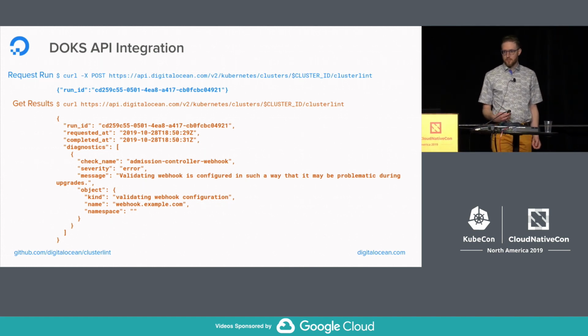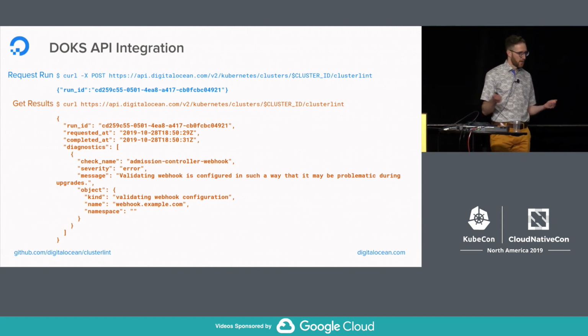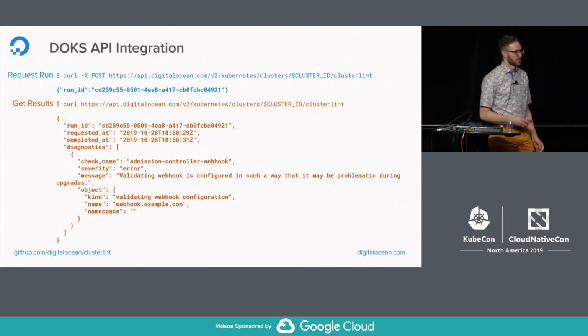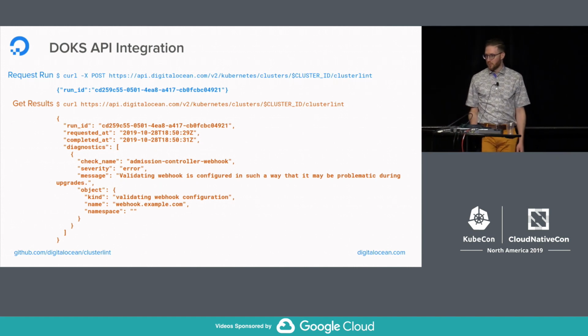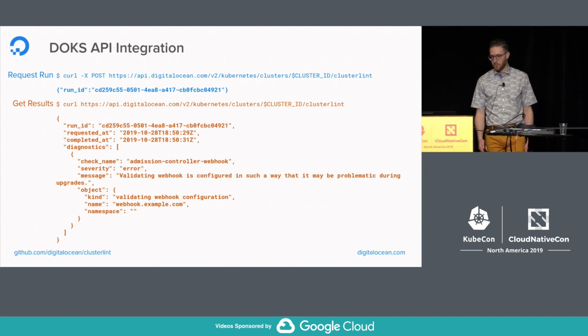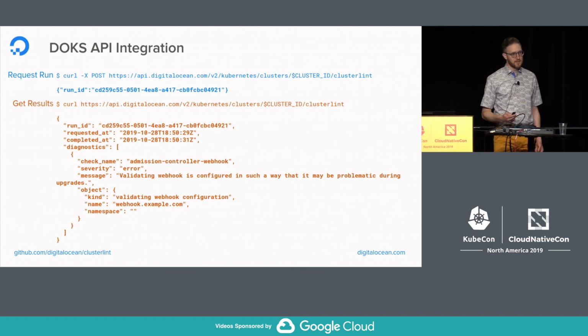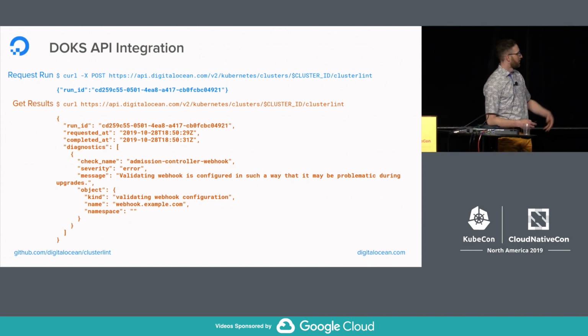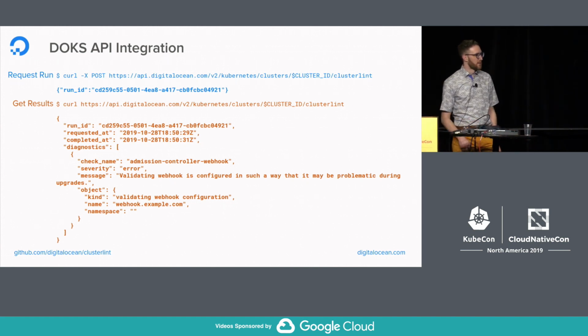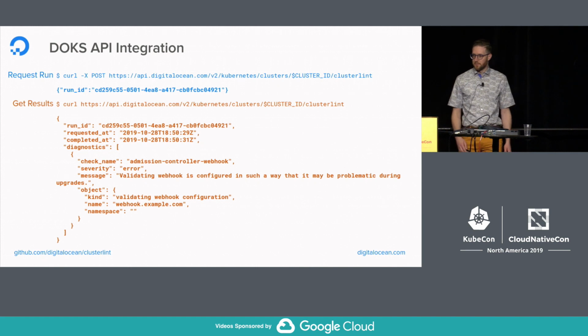We keep the results around for about a week, so if you want to run clusterlint at a regular cadence and track your results on your cluster, you can do that. The second request here, the one in orange, is the request to get the results. In this case, we're requesting the results of just the last run that completed. So that's what we get. You can also use the run ID to request results of a particular run.